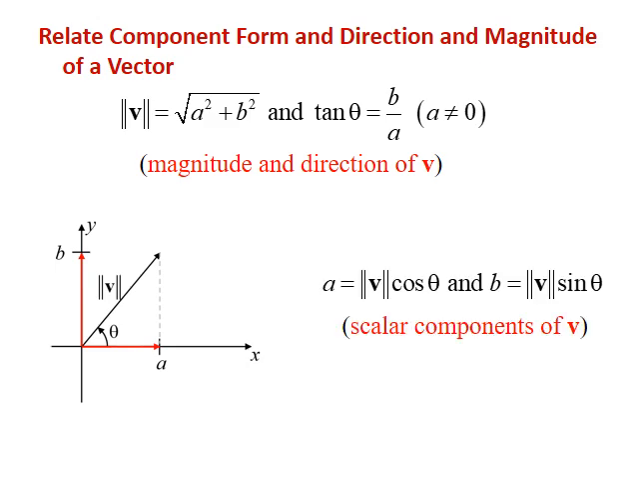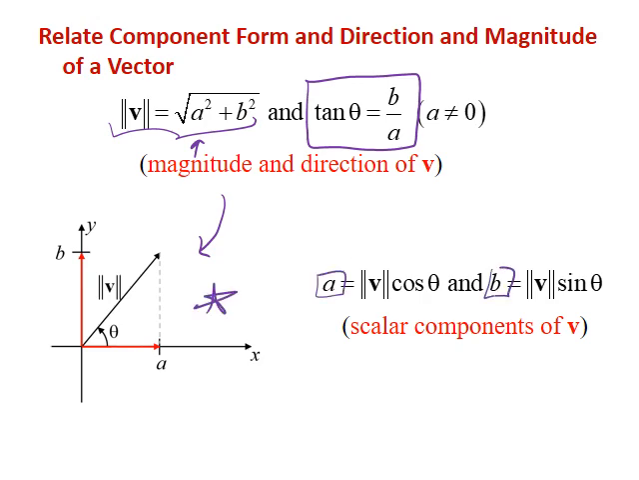So, let's see. Here, this is basically introducing the direction of a vector. We already know how to find the magnitude. But if I want to find the direction of a vector, this is the formula I use. It comes from this triangle here, SOHCAHTOA. If I apply SOHCAHTOA to this, I can get A by itself and B by itself, and it will be these results here.